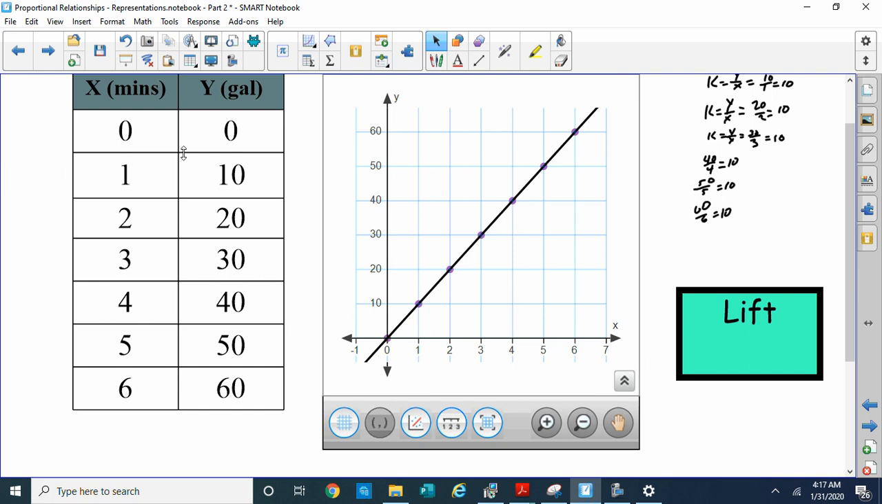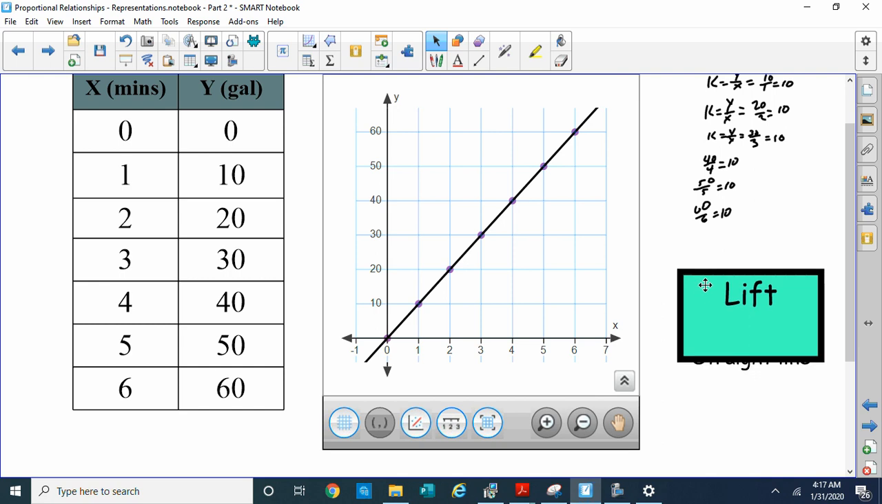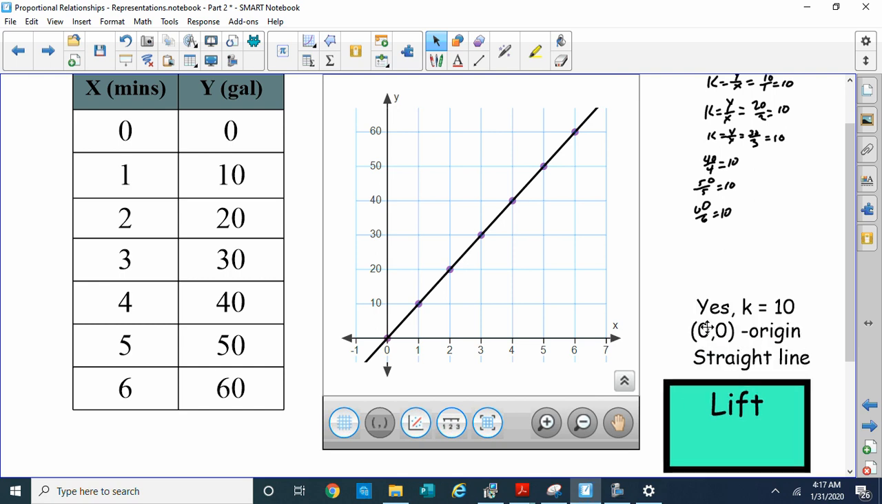So let's check it out. Lift this up. And there it is. The answer is yes. I mentioned before we had our constant of proportionality. There it is up there. K equals 10. We solved all of those. And our point 0, 0 was there, the origin, and it was a straight line. So when I graphed it, I see I have a straight line. That was a very good question.